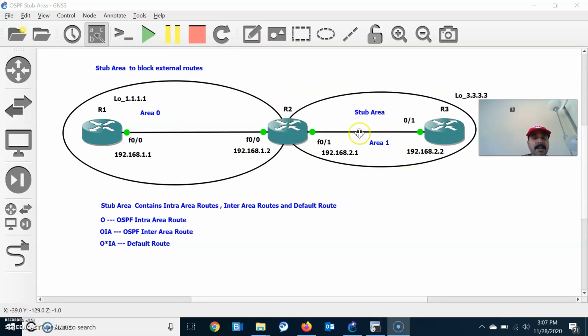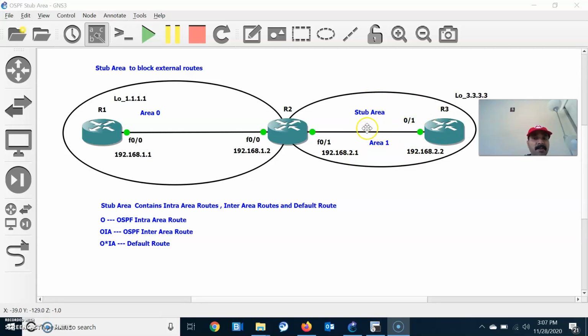This area 1 I have configured as a stub area, which is used to block the external routes, that means routes from a non-OSPF domain. That is the purpose of external route filtering. The stub area contains the intra area routes, that's the routes within an area, what we call as O, and inter area routes, that is the routes from another OSPF area, and it also uses a default route.